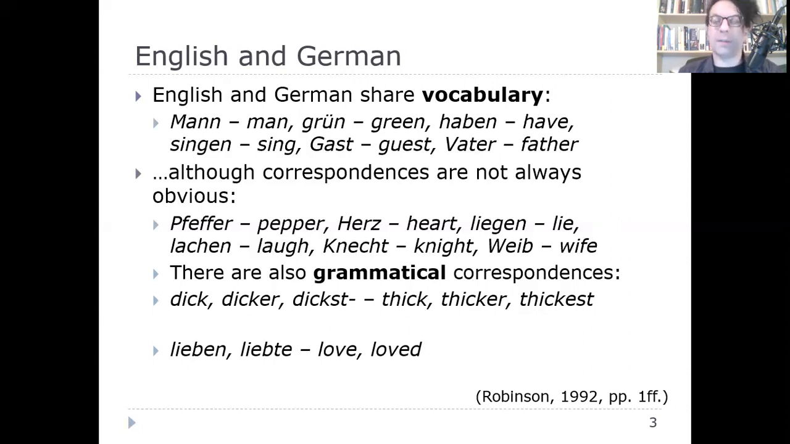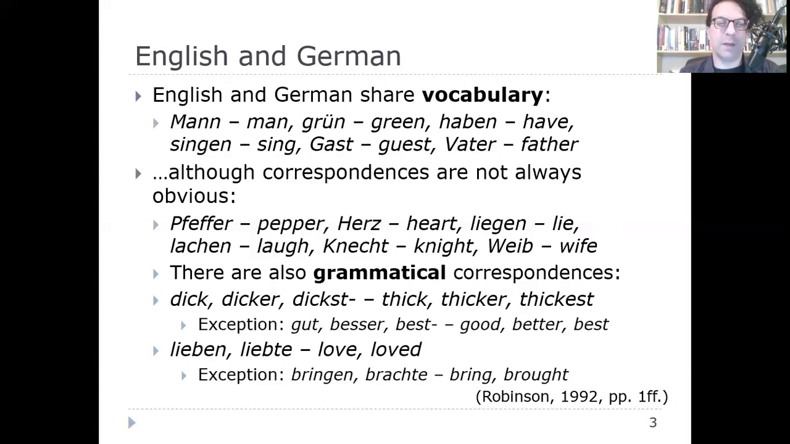And Robinson even goes a step further and says, it's not only that these regular things correspond, even the irregularities correspond to one another. So if we look at exceptions to these rules, one exception would be the word good in English, good, better, best. And in German, gut, besser, das Beste, right? So again, these forms really correspond to one another. The same is true for irregular verbs. In German, bringen, past tense, brachte. In English, to bring, past tense, brought. You see the same things seem to be happening there.